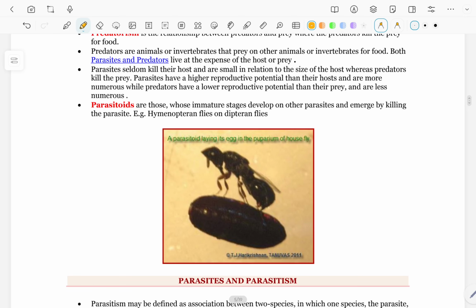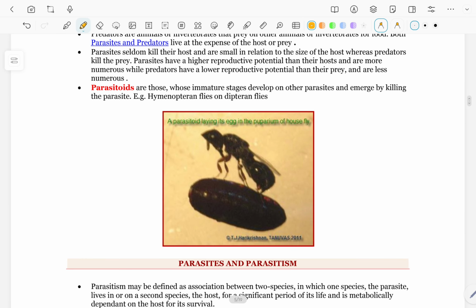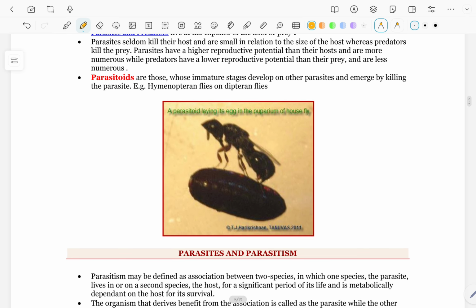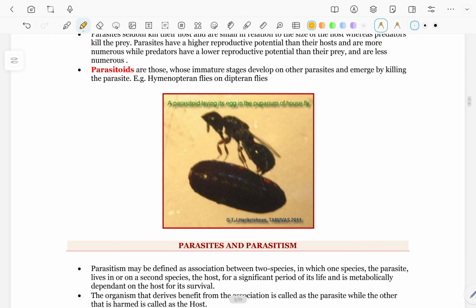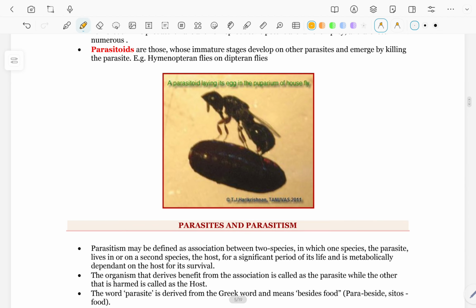Parasitoids. Parasitoids are those whose immature stage develops on other parasites and emerges by killing the parasite. Example: hymenopteran fly on dipteran fly.